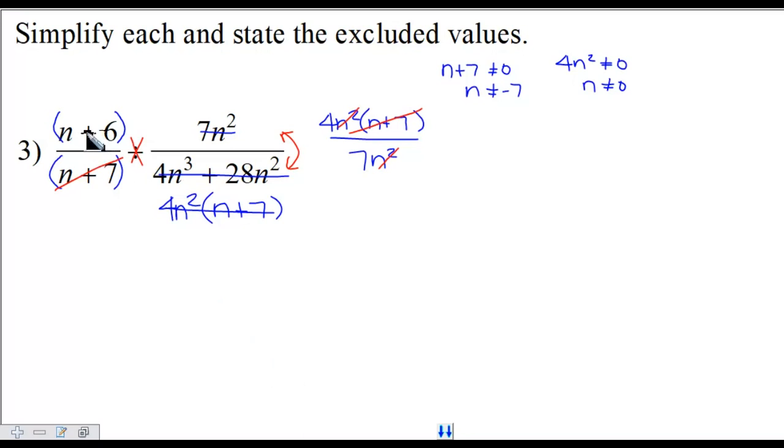Now let's multiply anything that remains in the numerator together. I've got a 4, and I have n plus 6. As far as the denominator, the only thing remaining is the 7. You can leave this as your final answer, or if you choose, you could distribute your 4. Just remember, if you do the distribution, you cannot cancel further. A binomial is not going to cancel with a monomial.